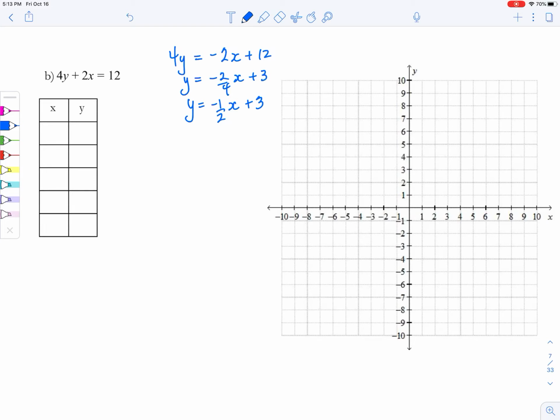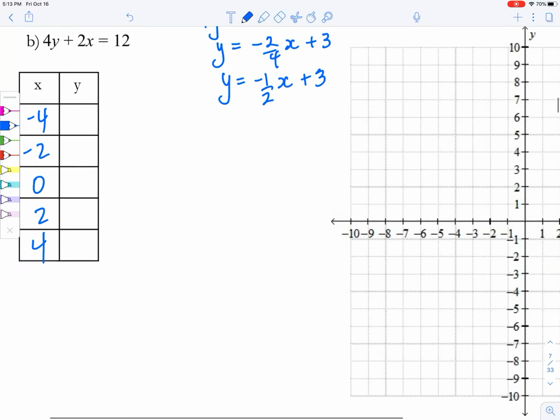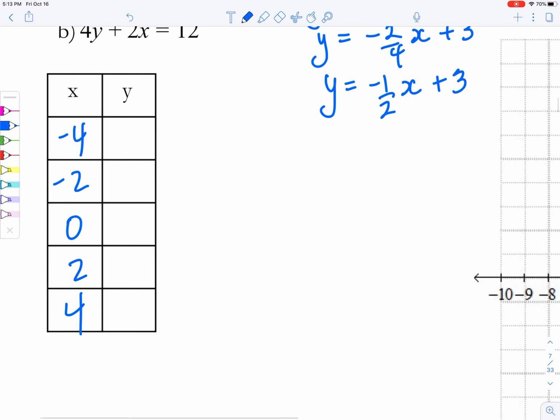So since we're dividing by 2, we're going to pick, quote, nice numbers for the x's, something, all even numbers that could be divided by 2. So I'm going to pick -4, -2, 0, 2, 4. And when we do this, for the first one, I'm going to just zoom in while we do the calculations. This is like -1 over 2 is the same as -0.5. So y equals -0.5 times -4 plus 3. That's going to give me +2 plus 3, which is 5.